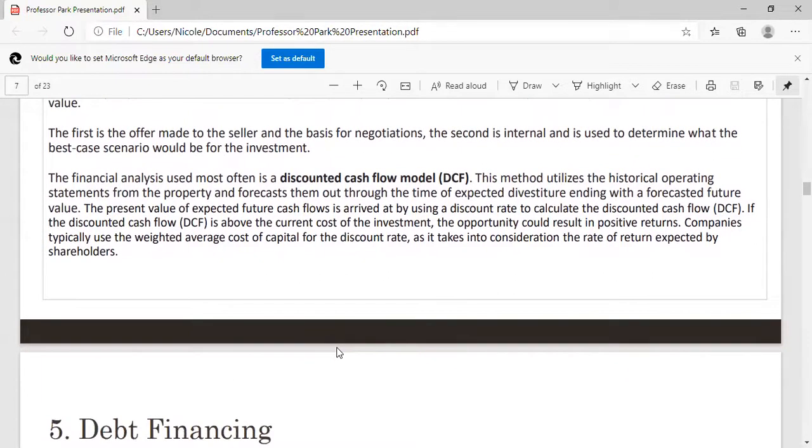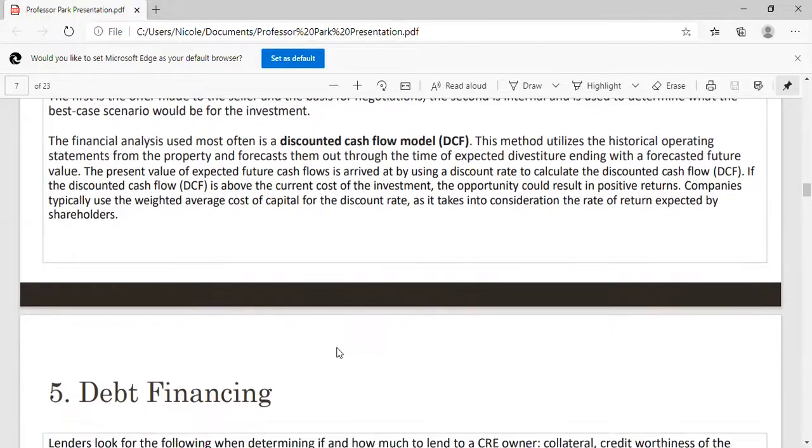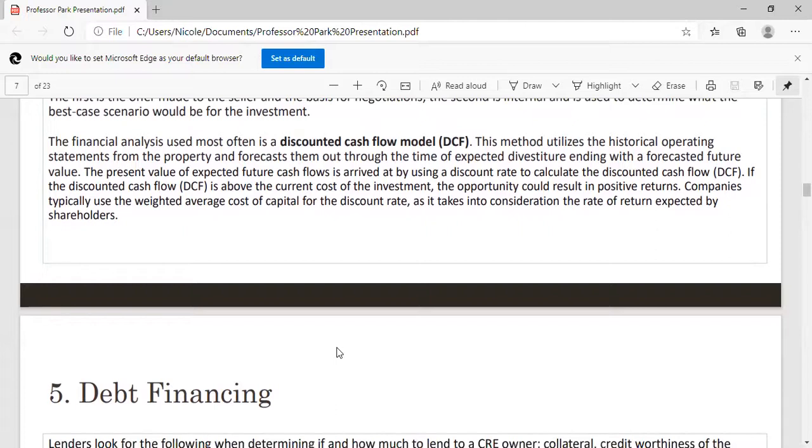And the way you do it, as I discussed before, is through the discounted cash flow model. So you take the historical operating statements for the property, and then you forecast them out through an expected period of time, which is typically 5 to 7 years, ending with what the property would be valued at that point, in order to determine if it's a good investment or not. And if it's positive, then you would make the investment. If it's negative, then it would mean that you would lose money on the investment.